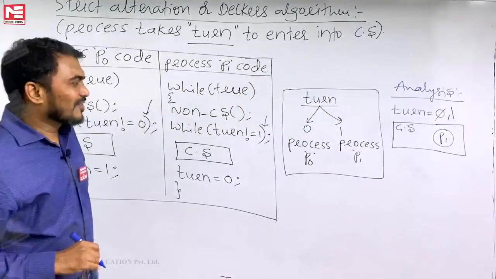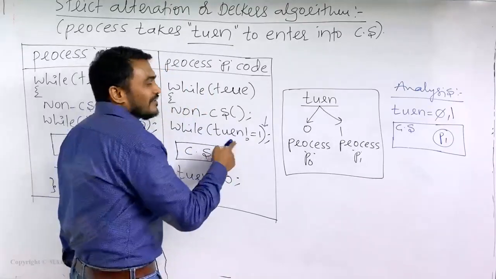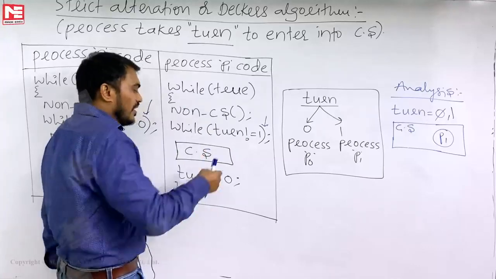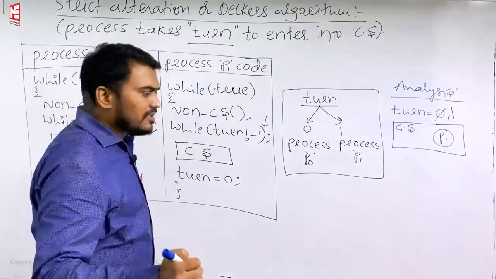Don't get angry, maintain a smile. So listen here. 1 not equal to 1 is false. If it is false, it will enter into the critical section. So now P1 is coming into the critical section. So let P1 be in the critical section.